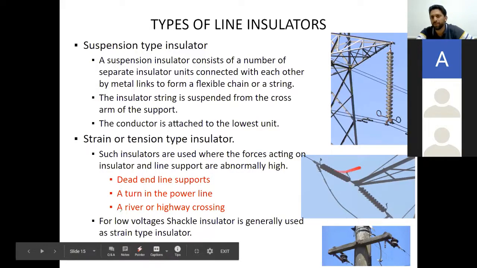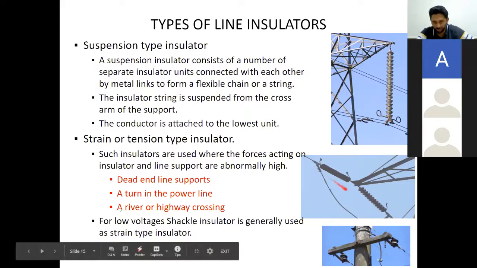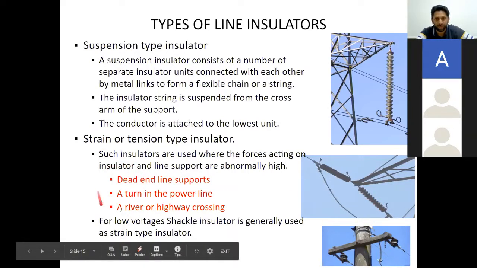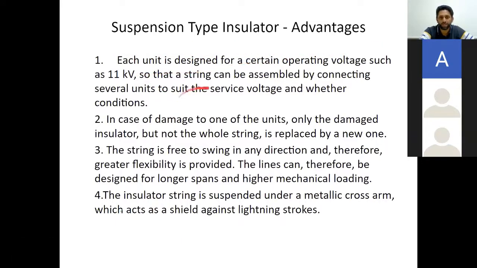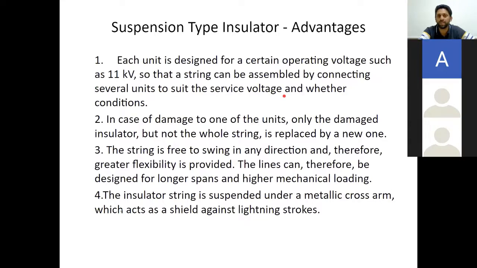Both are the same, a chain made of small insulators, but when it is hanging down, it is suspension type. When it's horizontal, it is called strain type. And strain type is used only in these 3 places. All other places we will use suspension type. And the suspension type insulator advantages, you can read through it. If you have doubts, inshallah, you can ask next class.